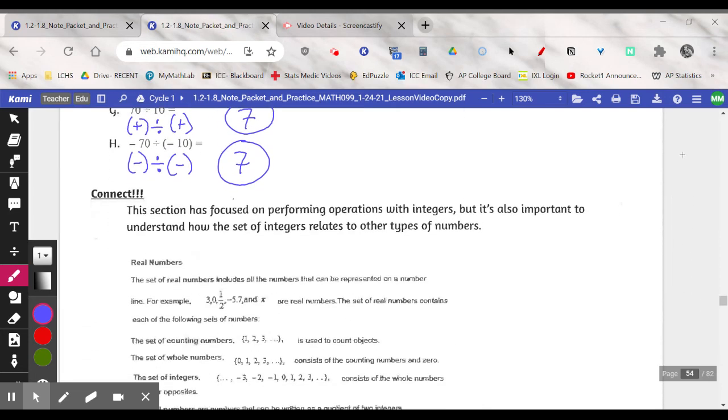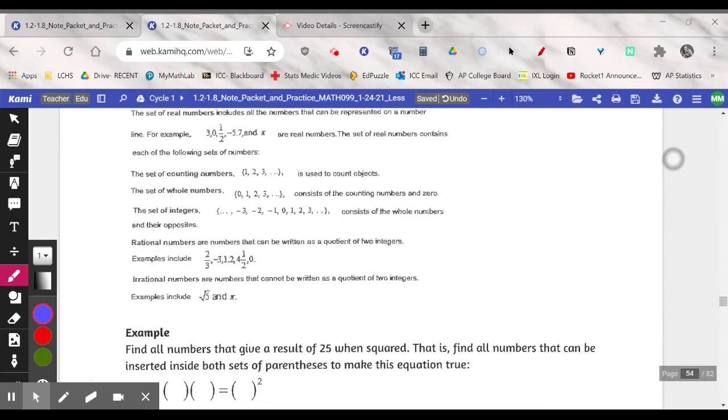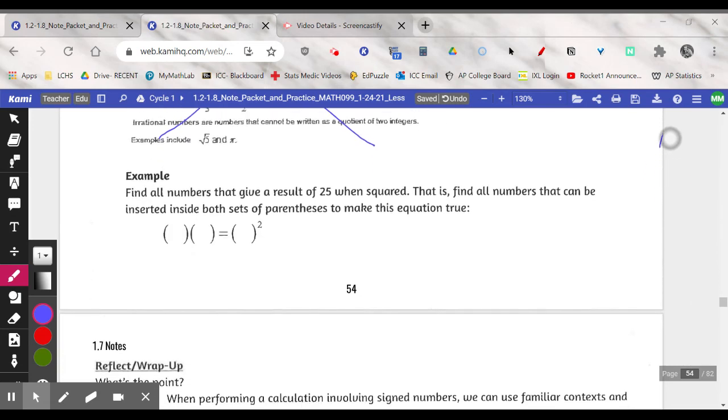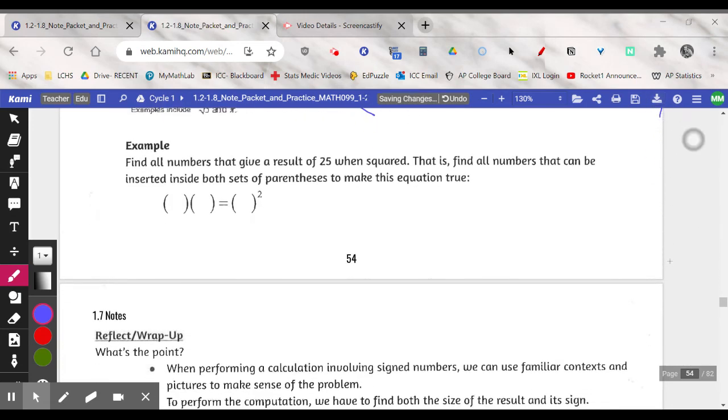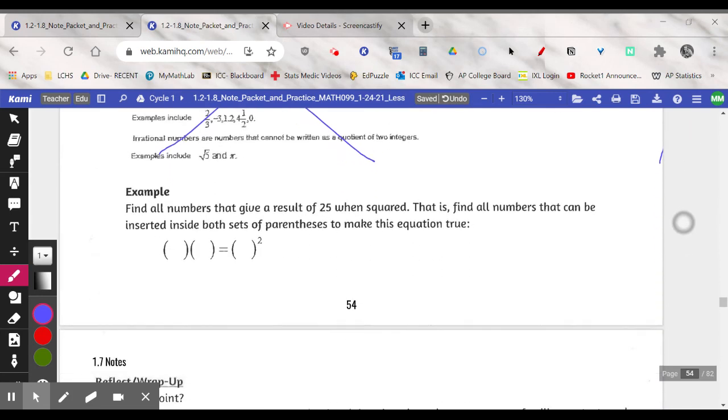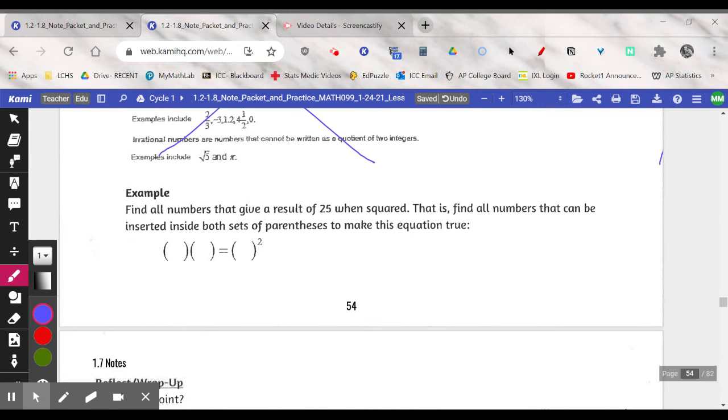This section has focused on performing operations with integers, but it's also important to understand how the set of integers relates to other types of numbers. I'm not going to go into much depth with this, and we're just going to skip this part and look at our example below, because you don't really need to understand all of these definitions in order for us to go through the next example. So this says to find all numbers that give a result of 25 when squared.